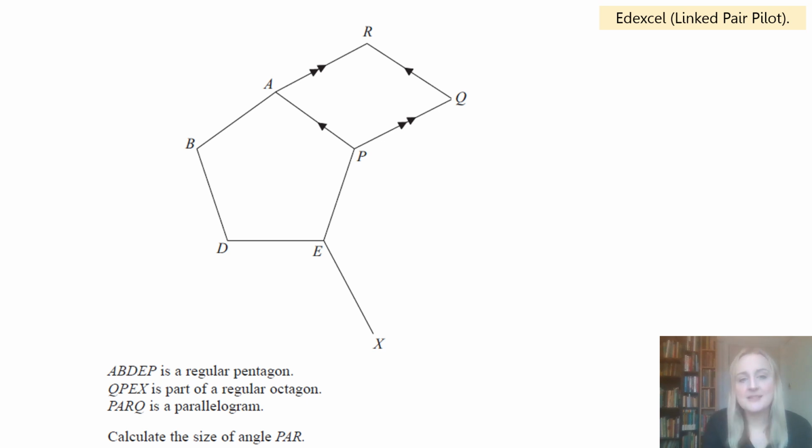So we have a regular pentagon, we have part of a regular octagon drawn, which takes a bit of thinking to see that octagon, and we have a parallelogram, and the question is asking us for the angles in the parallelogram. So that takes, again, some reasoning and lots of knowledge of angle facts.